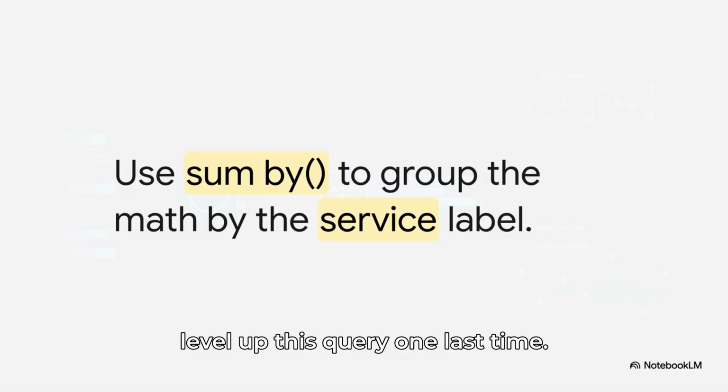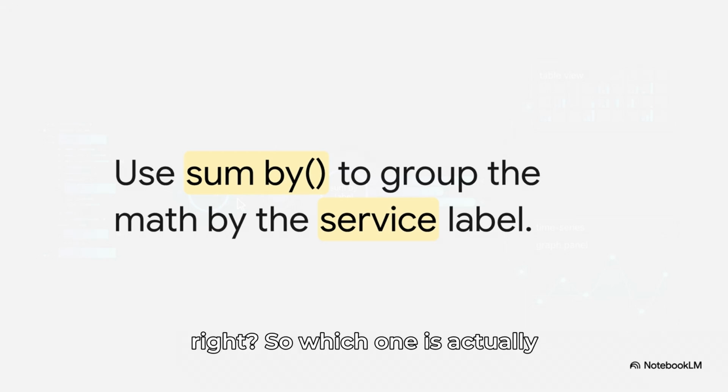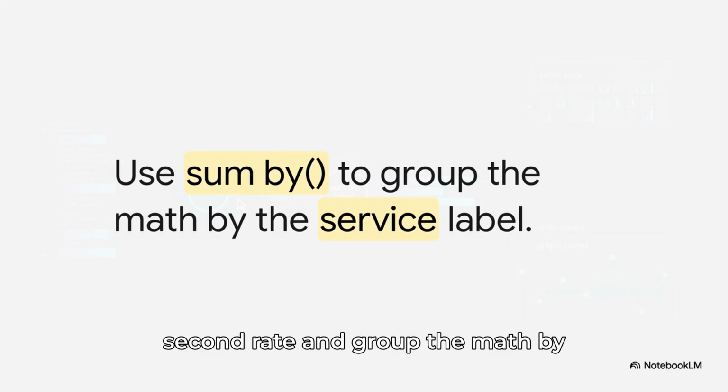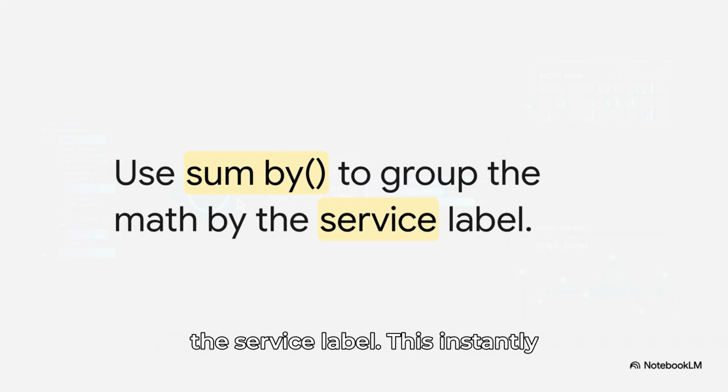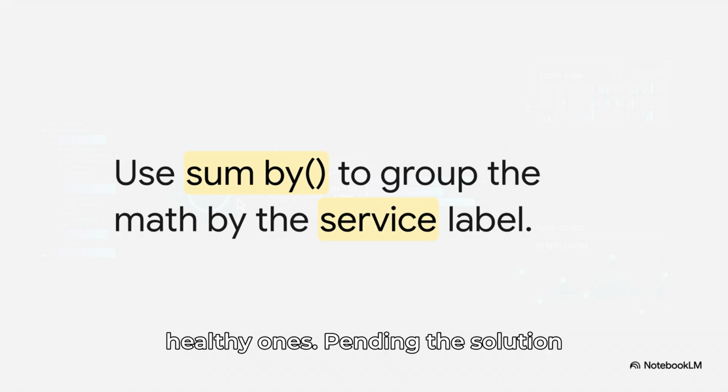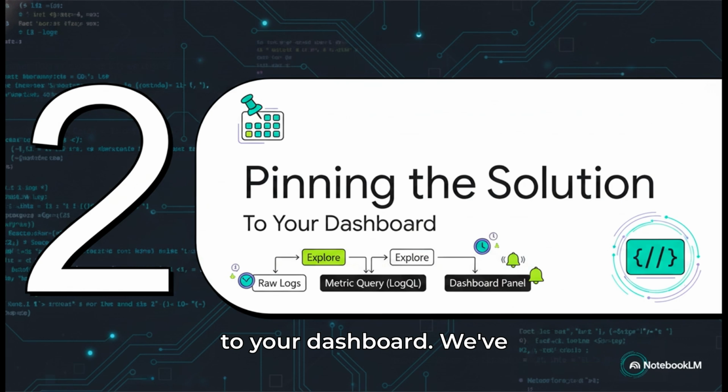Let's level up this query one last time. We know the overall payment job is throwing 7.5 errors a second, but modern architectures are made of dozens of microservices, right? So which one is actually breaking? By slapping sum by service to the very front of our query, we're performing a vector aggregation. We're basically telling Grafana to take that per second rate and group the math by the service label. This instantly draws separate lines on our graph, perfectly isolating the broken microservice, say the credit card processor, from all the healthy ones.